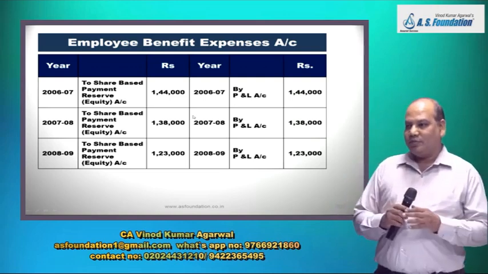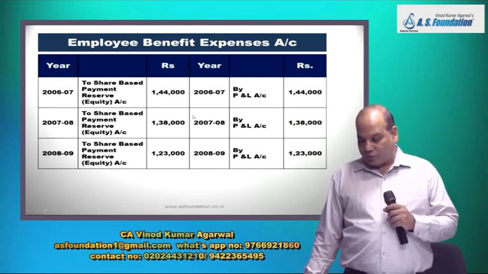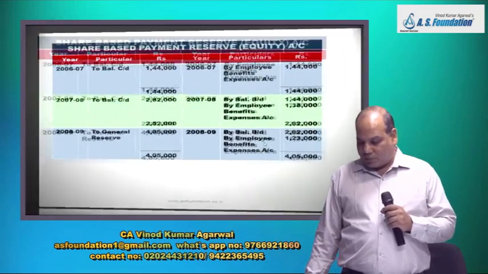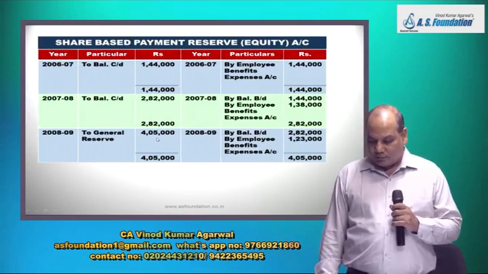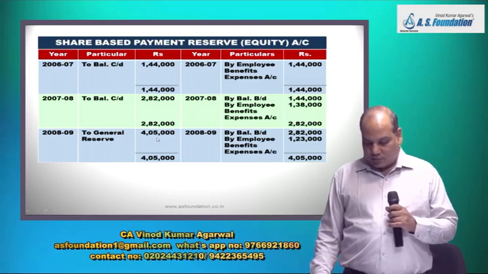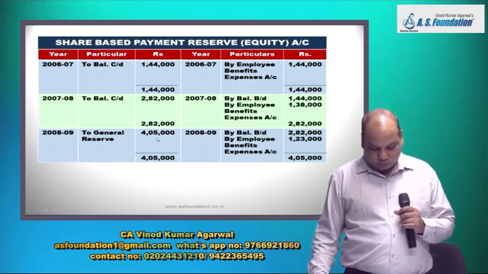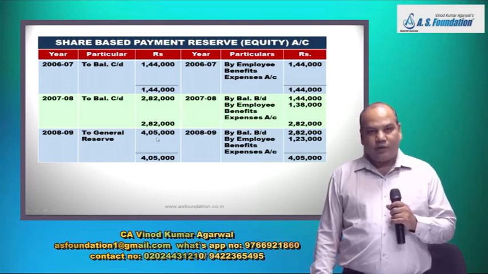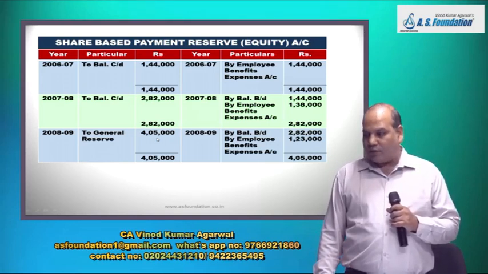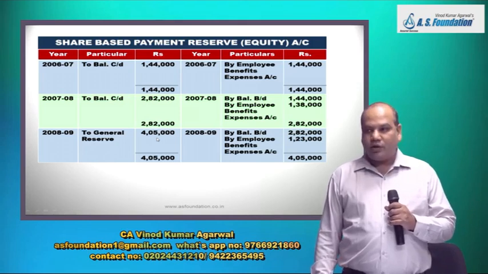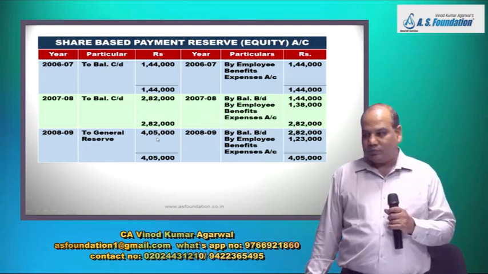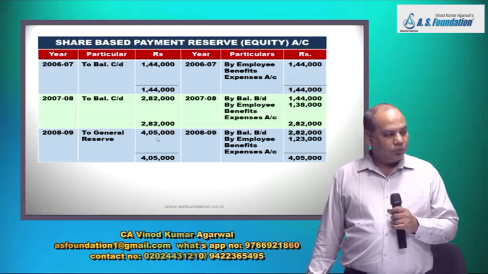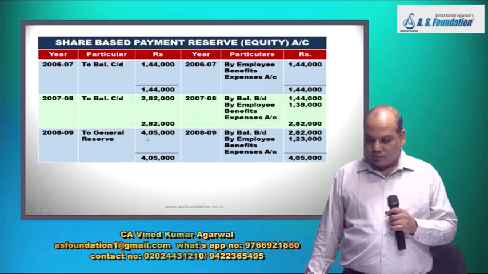One more entry will write. All the options will lapse. So the balance lying in share-based payment reserve account will be transferred to general reserve. So you will write one more entry on the same date, 31st March 2009. Share-based payment reserve account debit 4,05,000 to reserve account 4,05,000. Okay.